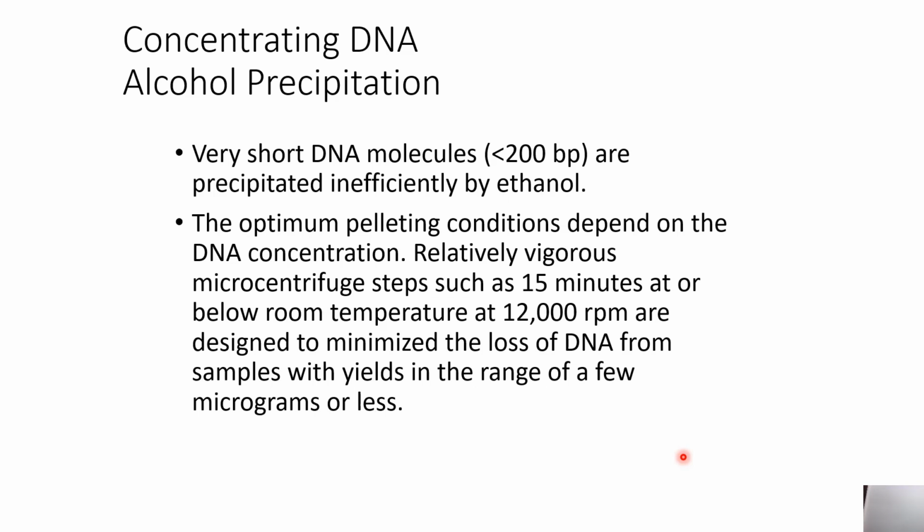Very short DNA molecules, less than 200 bp, are precipitated inefficiently by ethanol. The optimum pelleting conditions depend on the DNA concentration. Relatively vigorous microcentrifuge steps, such as 15 minutes at or below room temperature at 12,000 rpm, are designed to minimize the loss of DNA from samples with yields in the range of a few micrograms or less.